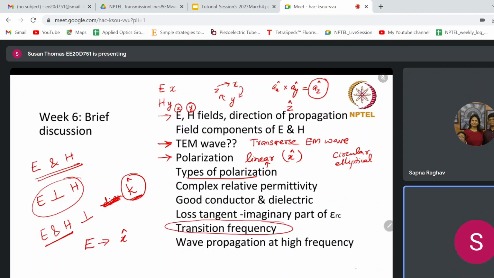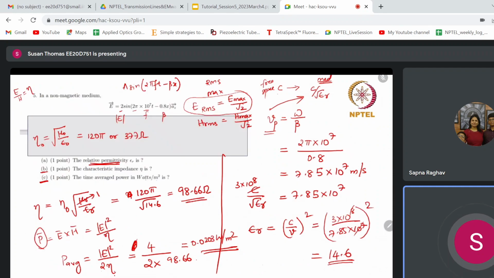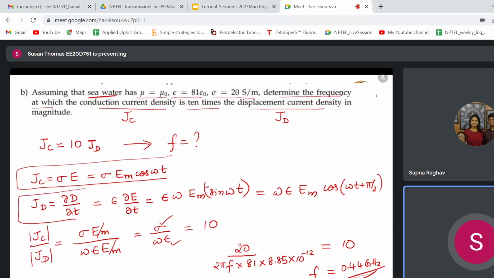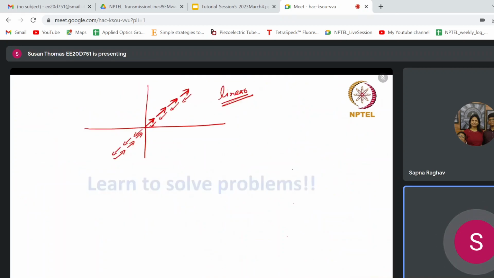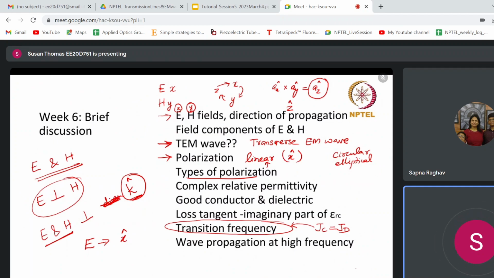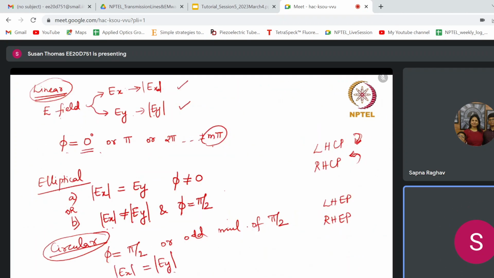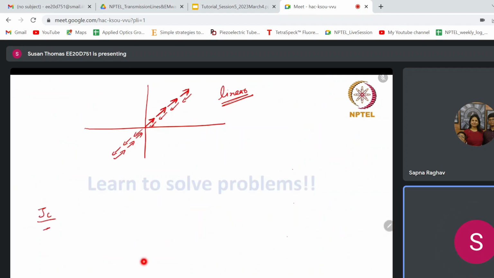Transition frequency is the frequency at which JC becomes equal to JD. That means the conduction current density equals the displacement current density. That frequency is called the transition frequency. And there is one important parameter. When we took the ratio JC by JD, we got sigma by omega epsilon. Let us have a look at that ratio once again: JC by JD is sigma by omega epsilon.